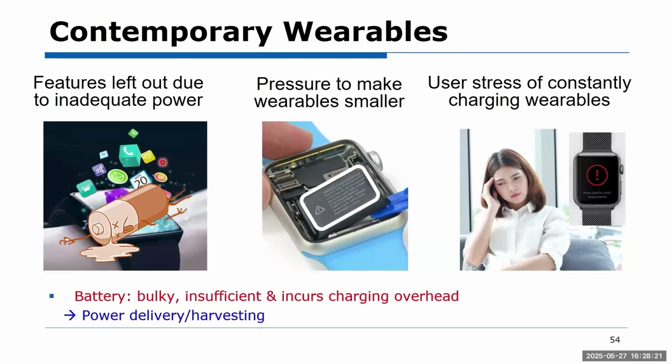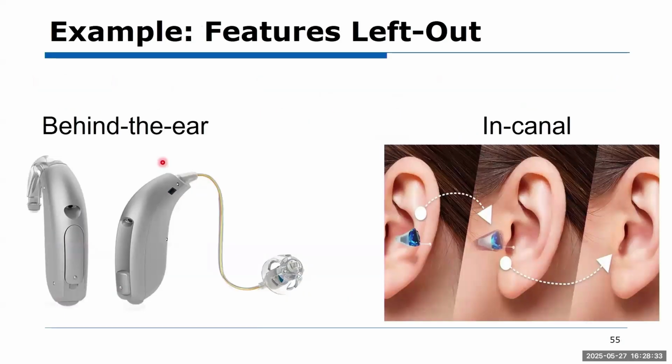So batteries are bulky, insufficient, and incur charging overhead, and we may alleviate this by having power delivery or harvesting, right? If you can get away from it. But let me give you one example of the features left out that I mentioned. I hope you don't have to use it, but in the hearing aid, there are largely two types. One is the behind-the-ear type, and the other one is the in-canal.